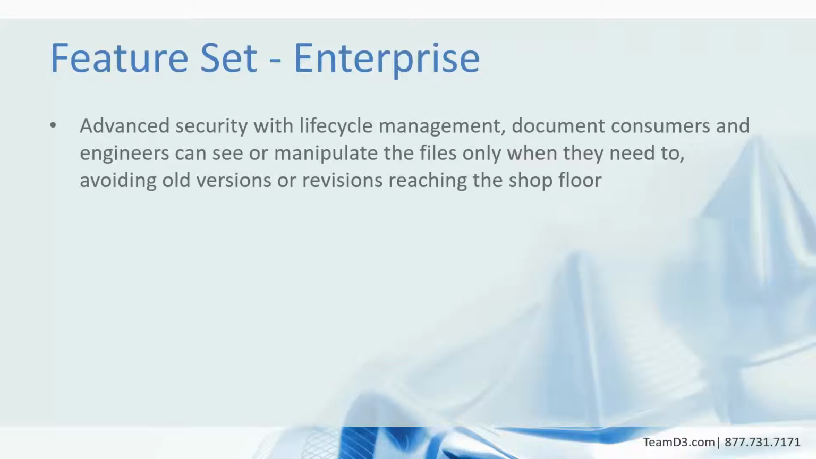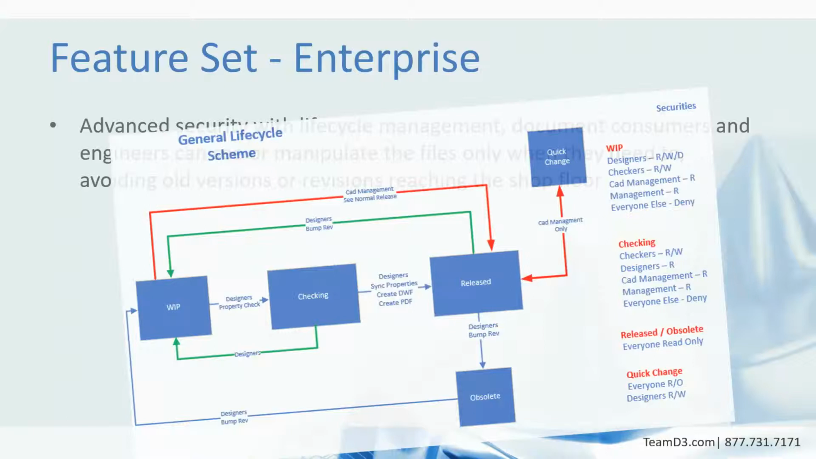You wouldn't want your manufacturing department or your purchasing department to see a CAD file or drawing when it was in work in progress. You're still working on it. I don't want them to order the wrong thing or an old version. So that becomes life cycles. And in this general life cycle scheme, we have work in progress, checking, released, obsolete, and quick change.